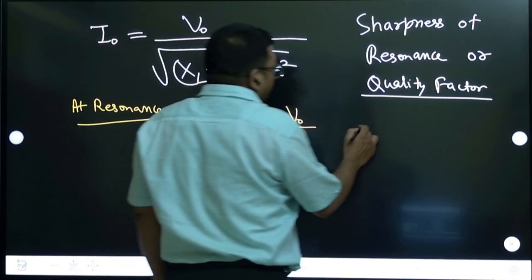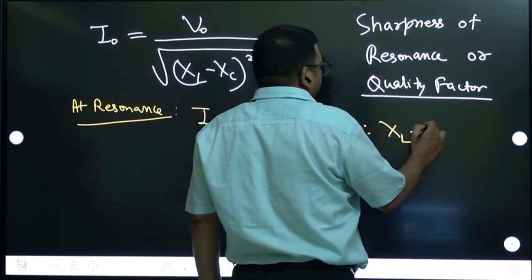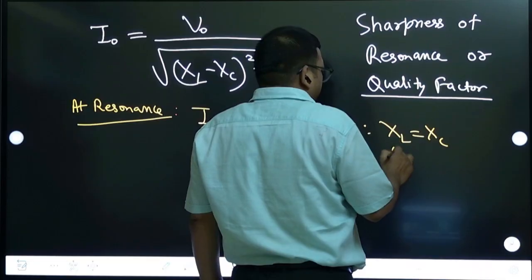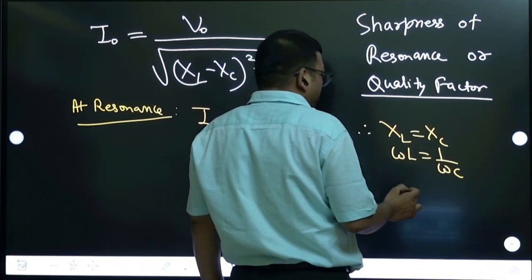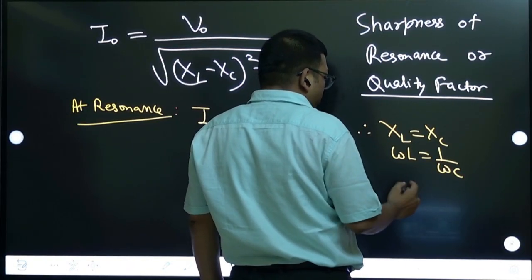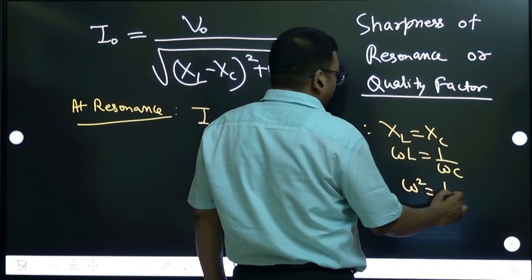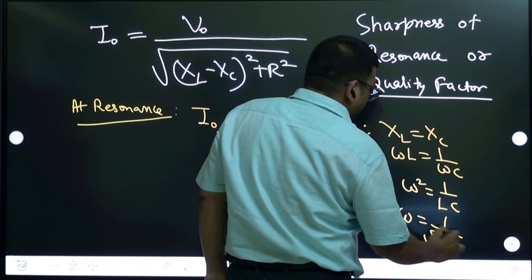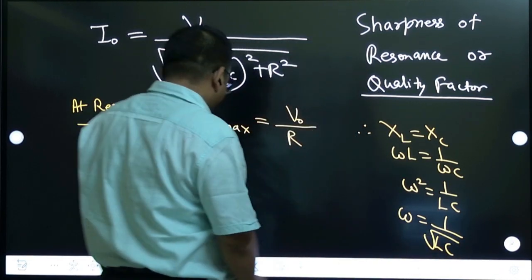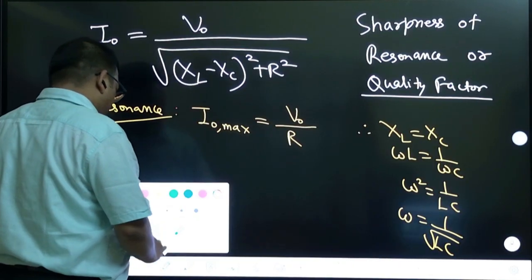Why? Because we know that XL is equal to XC, right? XL is omega L and that is 1 by omega C. And you can solve for omega also. Omega you bring this side, so omega square becomes 1 by LC. This omega you can calculate as 1 by root LC. So this is called resonance frequency.